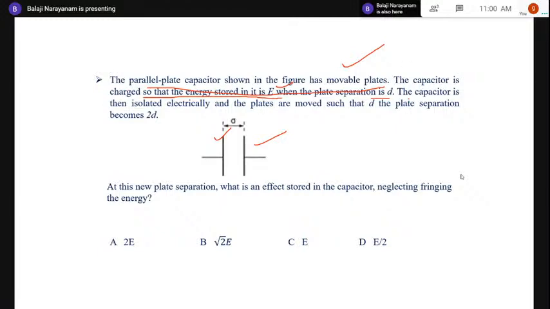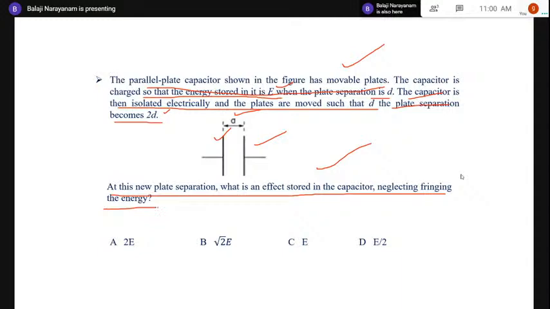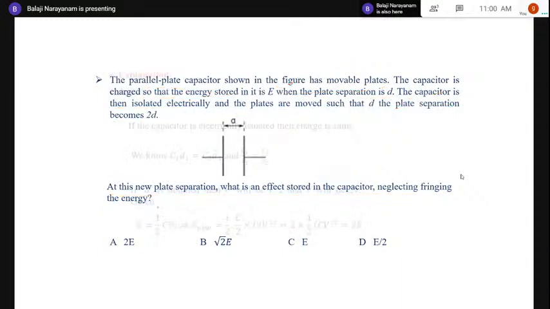The capacitor is then isolated electrically, and the plates are moved such that the plate separation becomes 2D. So in the beginning the plate separation is D, then the plates are separated by a distance of 2D. At this new plate separation, what is the energy stored in the capacitor, neglecting fringing? This is what is given in the problem. So we need to understand this carefully.